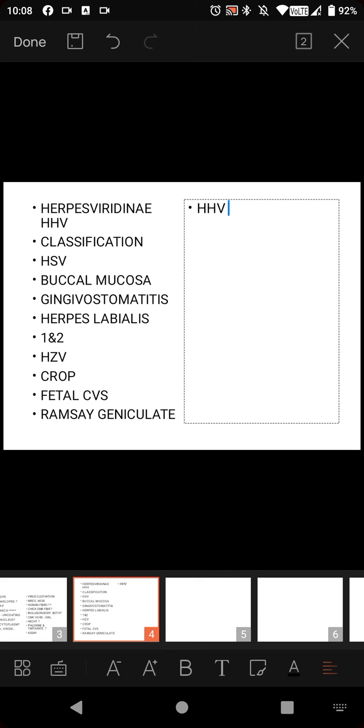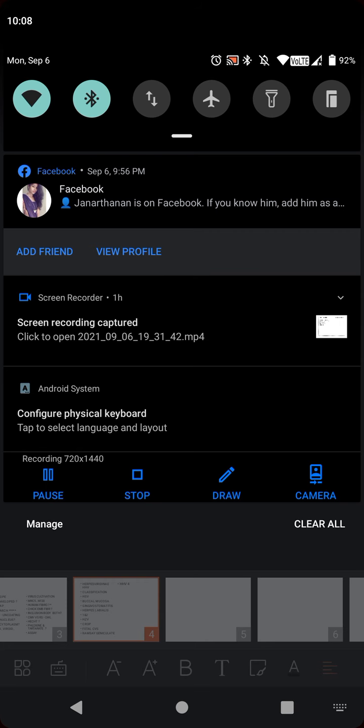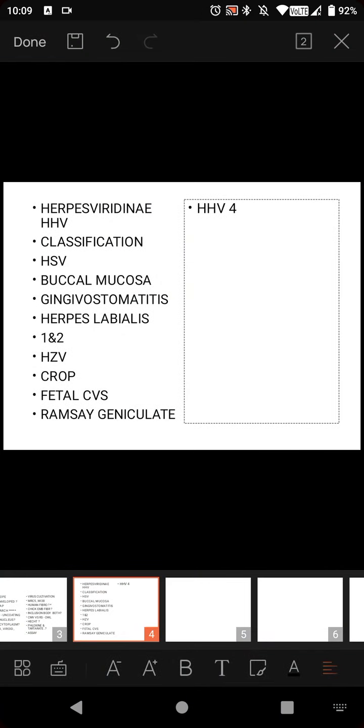Good to go. Then HHV4, the Epstein-Barr virus. The pathogenesis is that Epstein-Barr virus attacks the B cells. The receptor is CD21 or CR2. That is the most common receptor involved there, and 2 genes are involved.